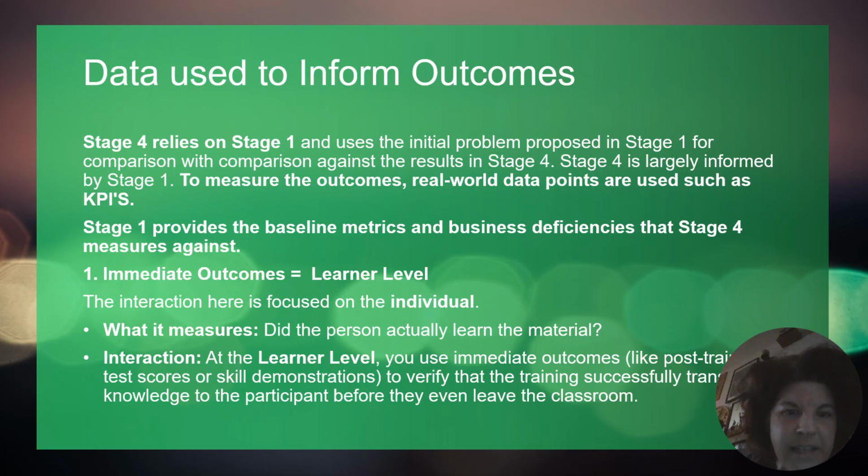For example, immediate outcomes focus on the learner level. The interaction here is focused on the individual. What does it really measure, though? Did the person actually learn the material? At the learner level, you use immediate outcomes like post-training test scores or skill demonstrations to verify that the training was successful, that the knowledge gained by the participant was effective, and to determine what knowledge the trainee received before they left the training.